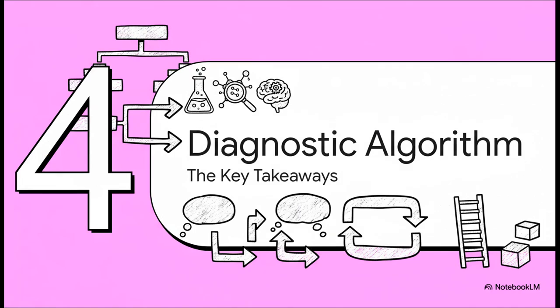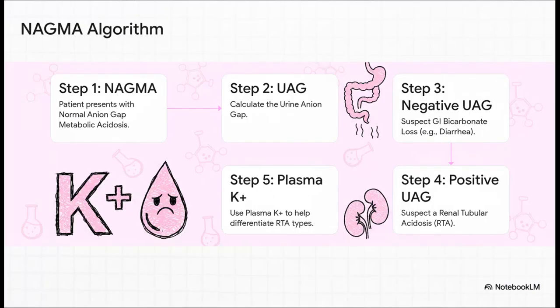So, let's put this all together. In just a couple of minutes, we've built a really powerful and repeatable diagnostic algorithm for tackling any case of normal anion gap metabolic acidosis that comes your way. So here it is, the whole algorithm in 5 simple steps. You start with NAGMA. Step 2, you calculate the urine anion gap. If it's negative, think GI loss, like diarrhea. If it's positive, think RTA. And then step 5, you use the plasma potassium to start telling the different RTA types apart. It's just an elegant and incredibly effective approach.